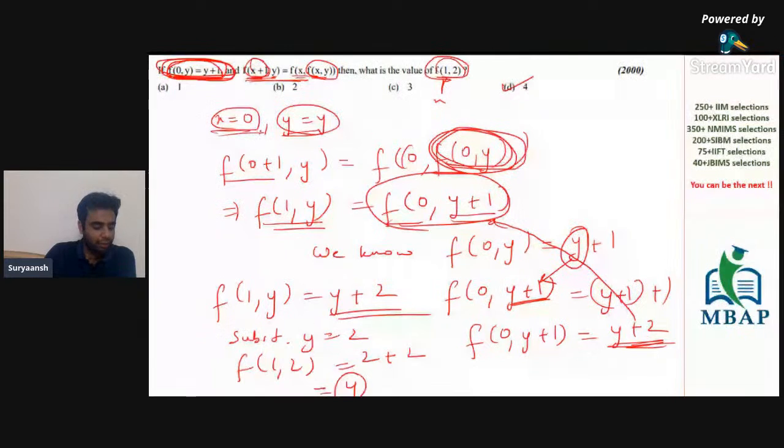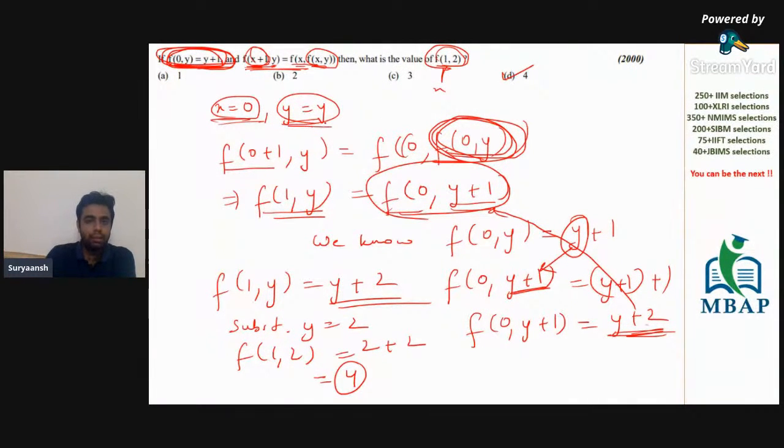So we substituted x equal to 0 and y equal to y, because right now we don't know. Then what we got was f of (1, y) is equal to f of (0, f of (0, y)), which is f of (0, y plus 1), because f of (0, y) is y plus 1. Substituting y as y plus 1 comes out to y plus 2. So f of (1, y) comes out to be equal to y plus 2.